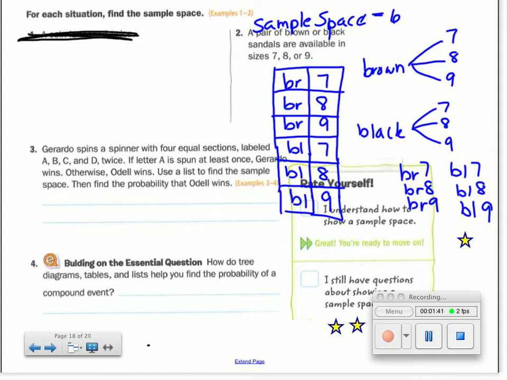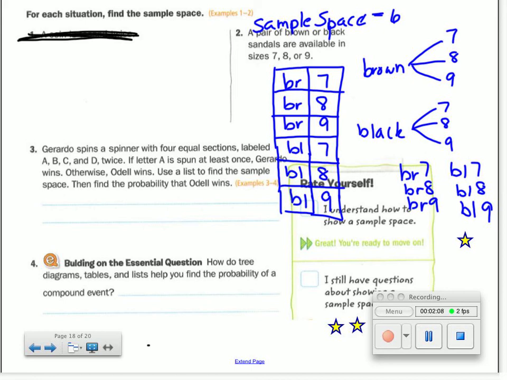This guy spins a spinner with 4 equal sections labeled A, B, C, and D twice. If the letter A is spun at least once, Geraldo wins. Otherwise Odell wins. Use the list to find the sample space, then find the probability that Odell wins. So let's go ahead and just list this out.